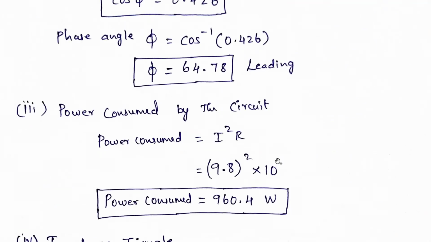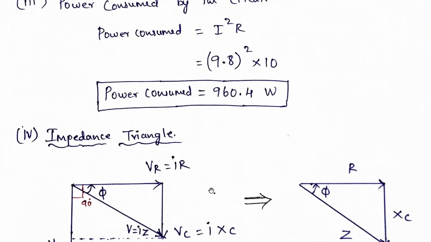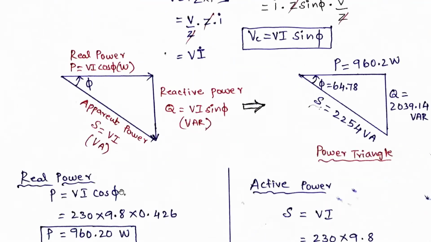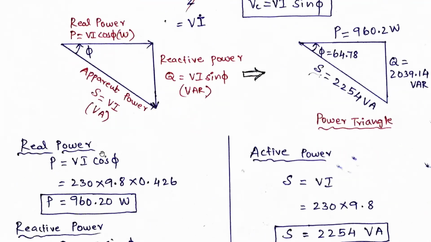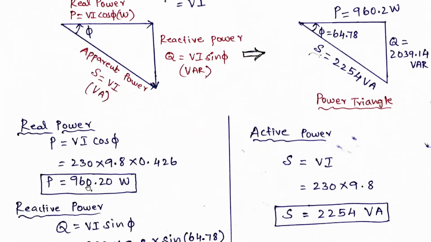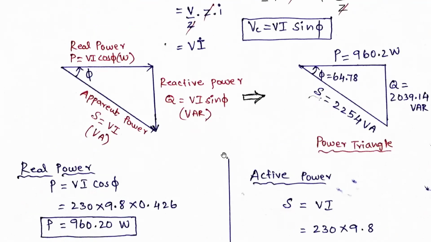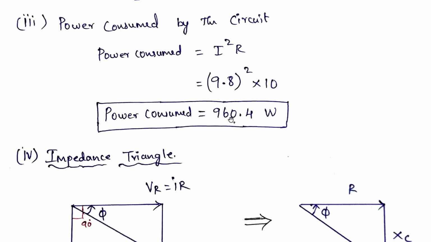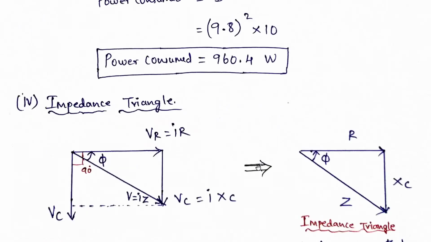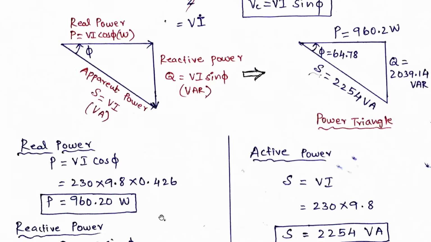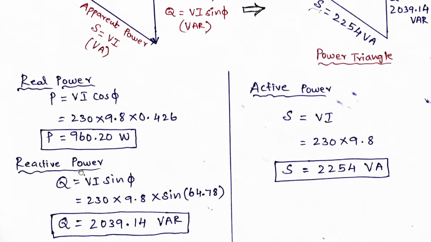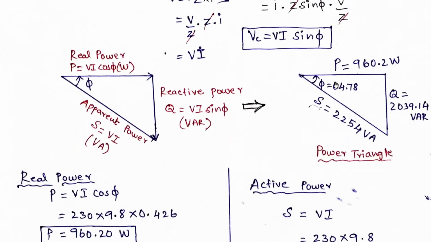So power consumed and real power will be the same. So real power is VA cos phi. Here it is 960.2 watts. Power consumed, I squared R, we also got the same answer, 960.4 watts. Here next we are calculating reactive power Q is equal to VA sin phi. So 230 into 9.8 into sin phi. Phi is 64.78.